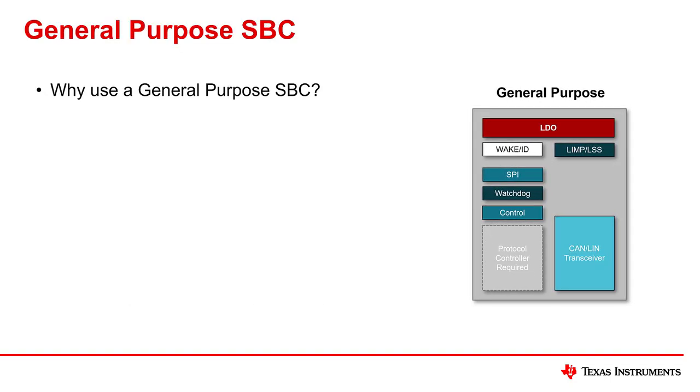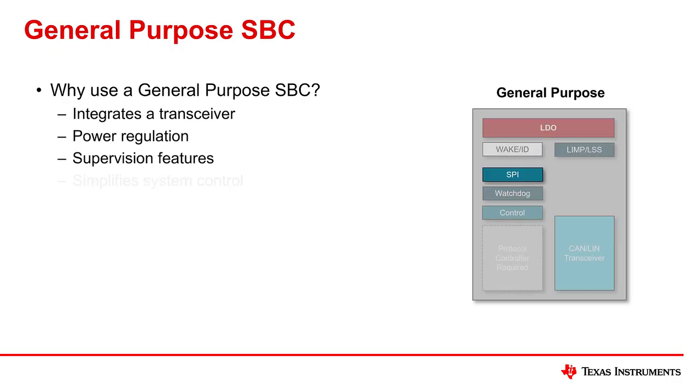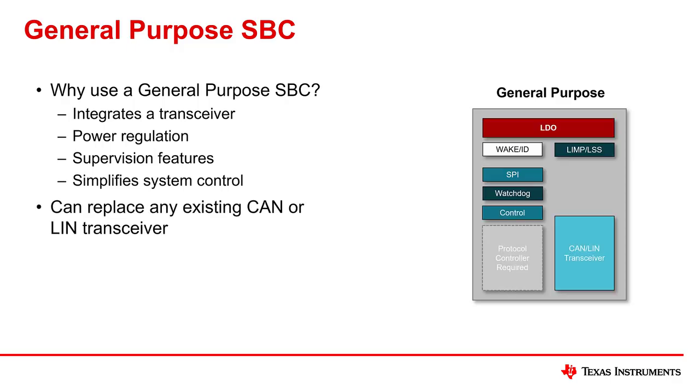General purpose. These are base-level SBCs. They contain a transceiver for wired communication, voltage regulators, and some basic protection features unified by a simple control system. General-purpose devices can replace any CAN or LIN transceiver, and potentially any voltage regulation needed. These devices require a protocol-specific companion controller, or MCU, to communicate via 4-wire SPI. TI families that are considered general-purpose are TCAN 11.6 for CAN communication and the TLIN 1028 for LIN communication.